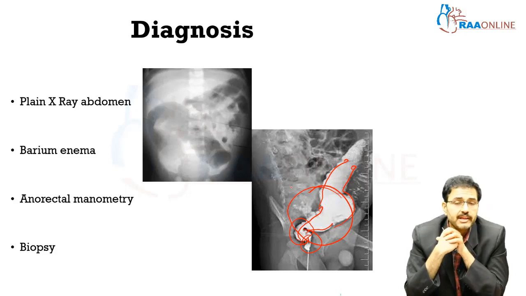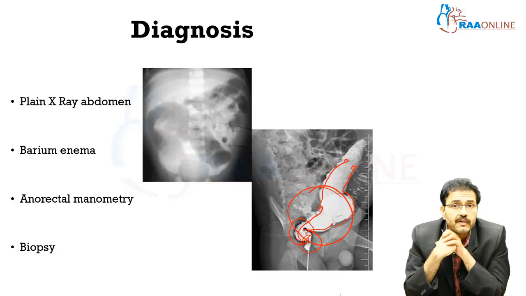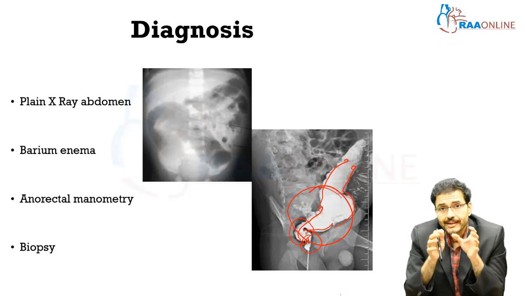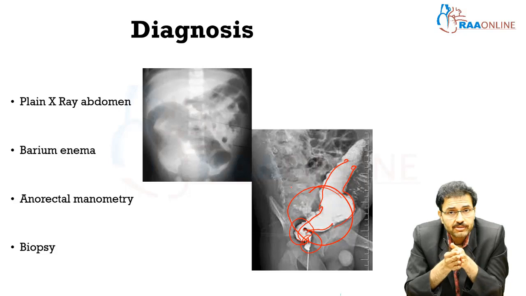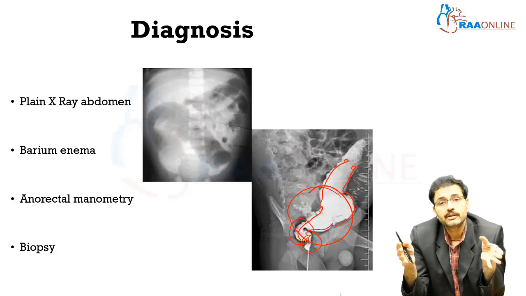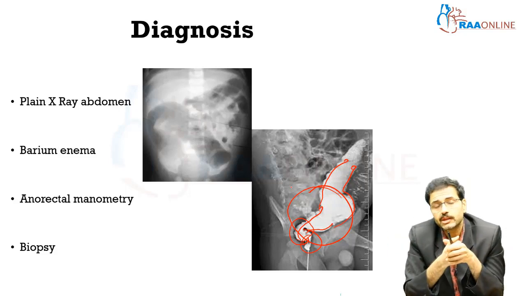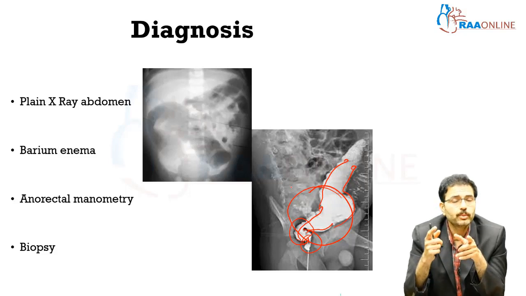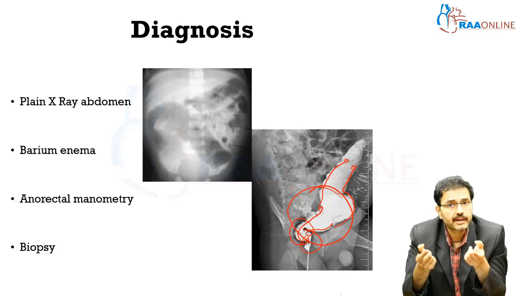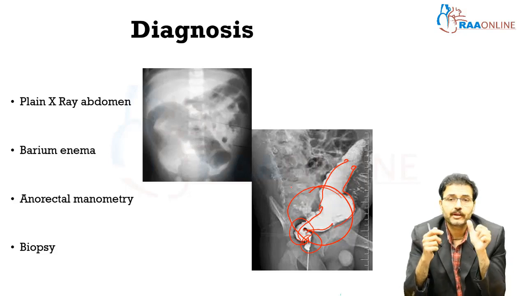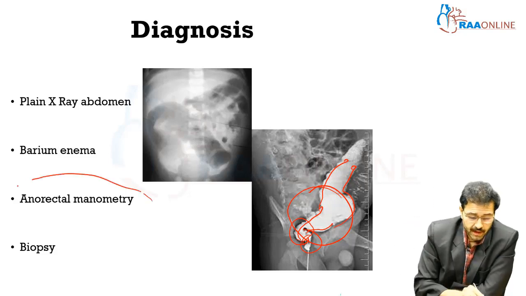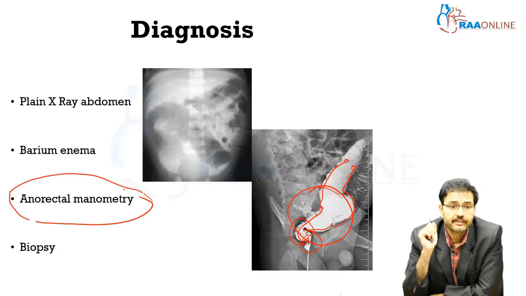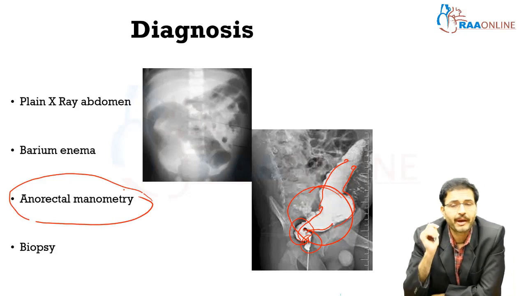Okay. Another important finding will be a reversal of the rectosigmoid ratio. Normally, the sigmoid will be lesser in diameter when compared to the rectum. When there is a reversal of this, then we know that we could be dealing with a case of Hirschsprung's disease. Now, another important investigation to identify Hirschsprung's disease is anorectal manometry.